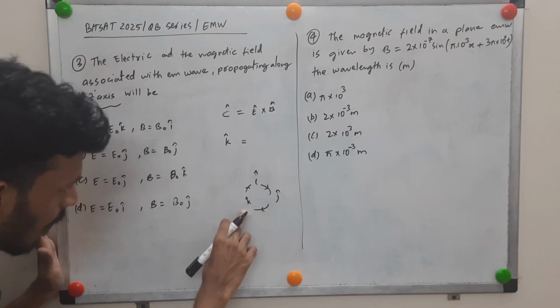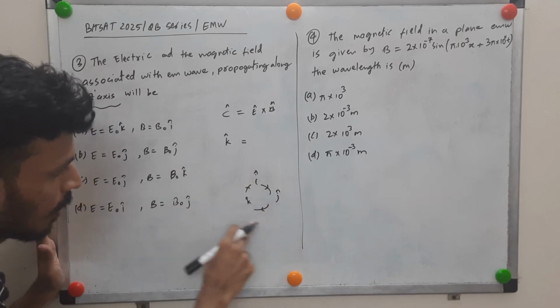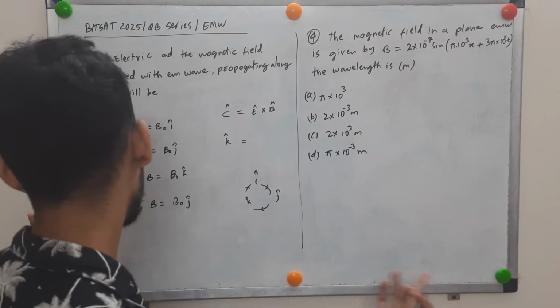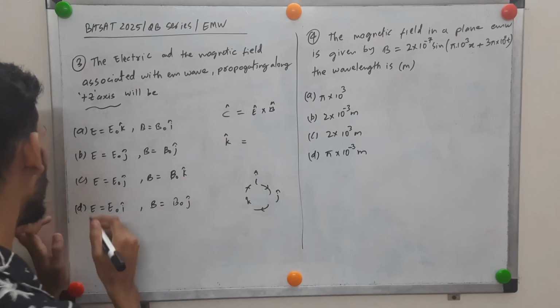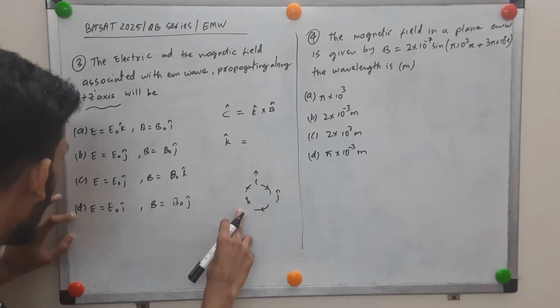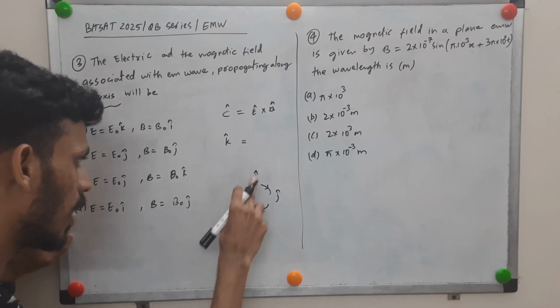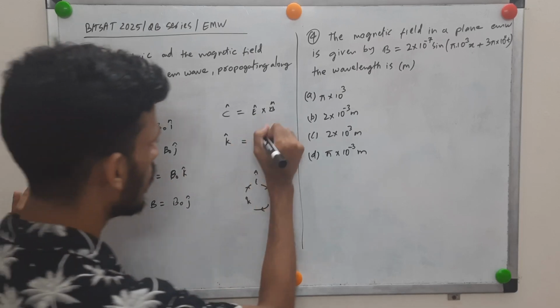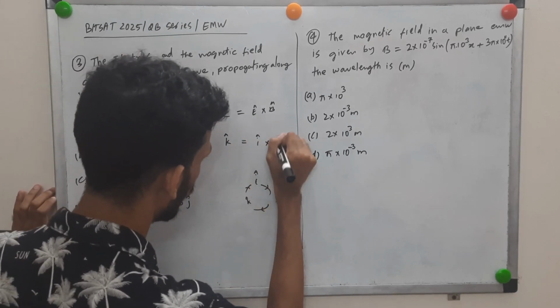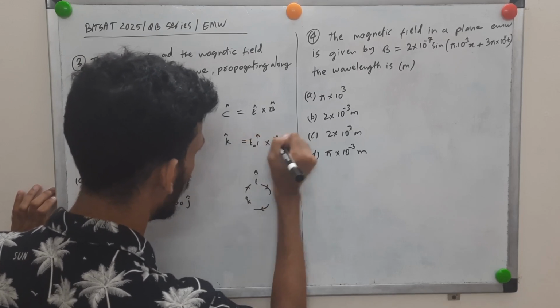So see, if you come to this J cap and K cap, J cap cross K cap will give you I cap, right? Remember that the order matters over here. And finally, if you see now, this should be correct. I cap cross J cap gives K cap, right? So this should be I cap cross J cap, with E naught and B naught, right?